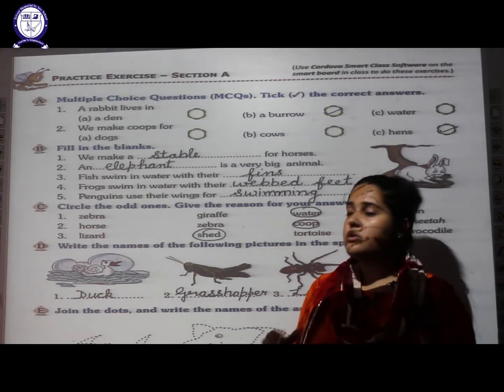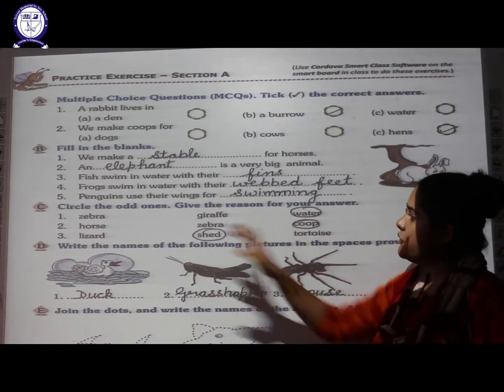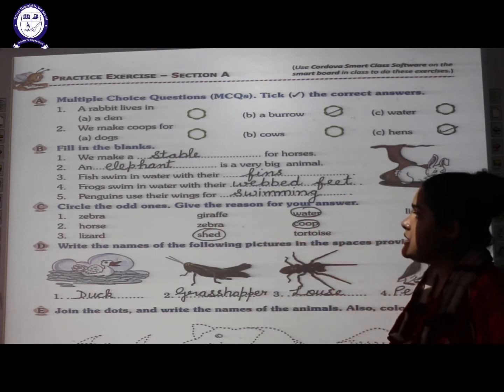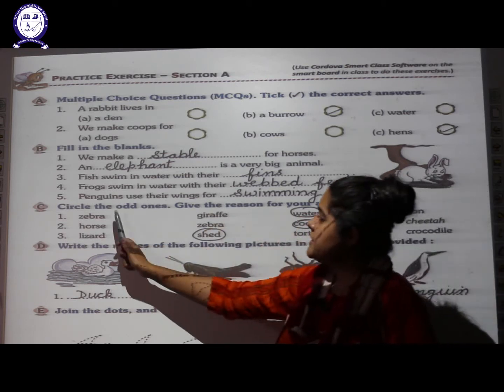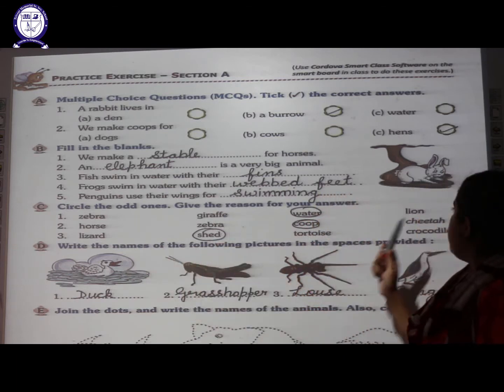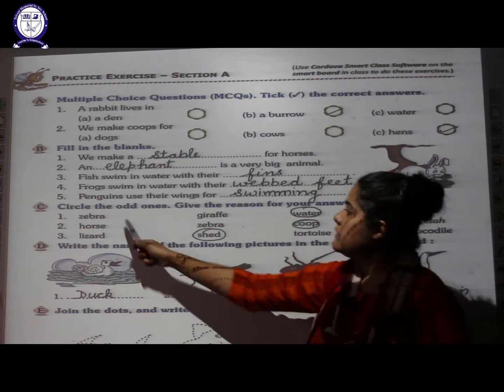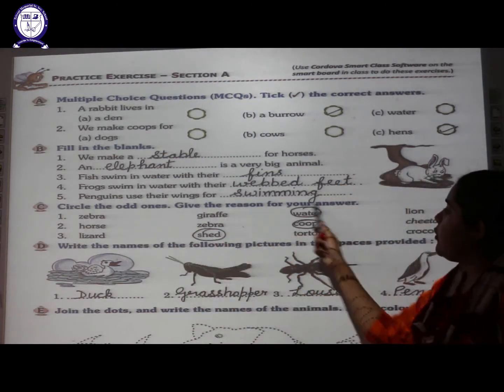Okay, so next is, circle the odd one out. Here student, we have to identify the odd one out. The four options are given here. We have to identify which one is odd here. So first is zebra, giraffe, water and lion. So out of these, all three are animals. These three, zebra, giraffe and lion. What is the odd one?